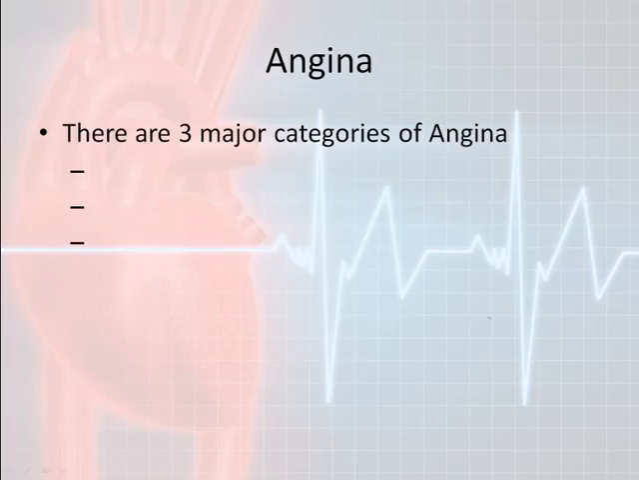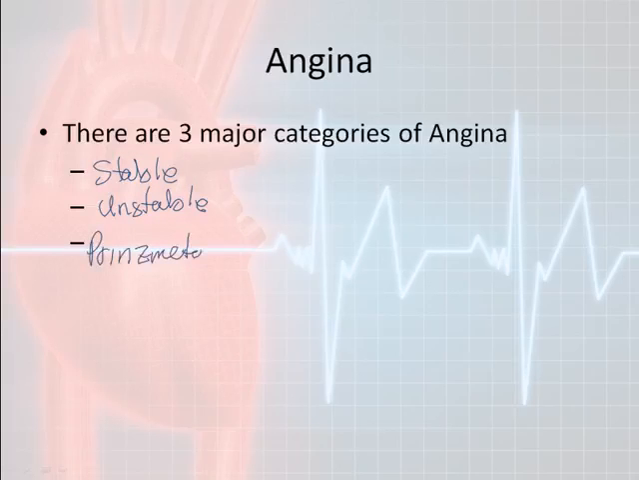There are three major types of anginal type pains. There's something called stable angina, unstable angina, and there's another one here that I'm not going to discuss today, called Prinzmetal. Prinzmetal pains, I'm not going to discuss that today, but I'm going to talk a little bit about stable versus unstable.